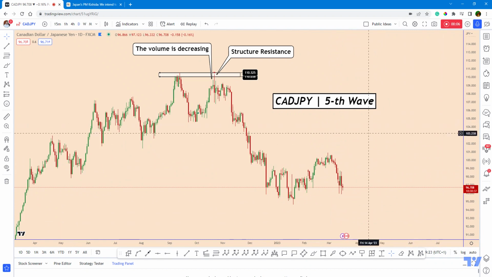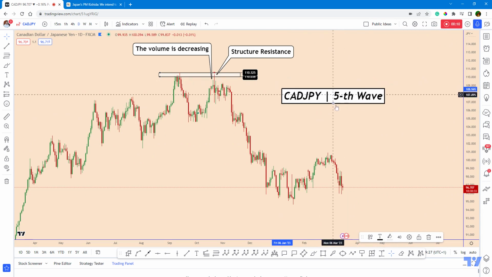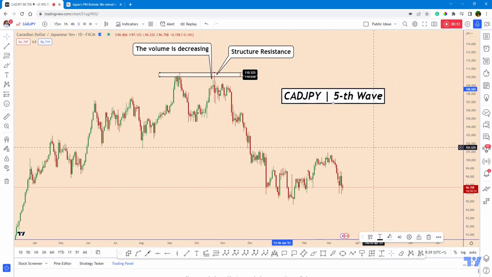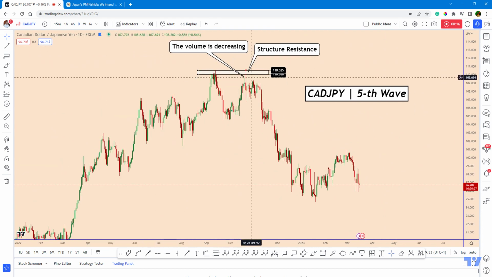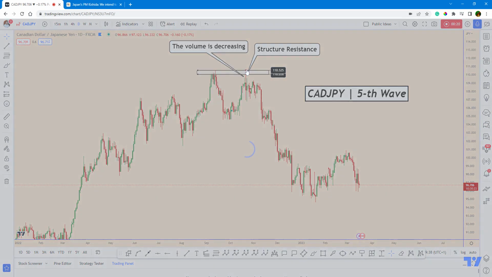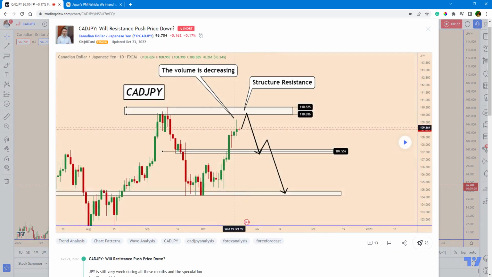We are going to look at Canadian dollar and yen. The topic is about the fifth wave development. Since I last posted on Canadian dollar and yen, it was at the top of the structure. As you may see, price was close to 110.